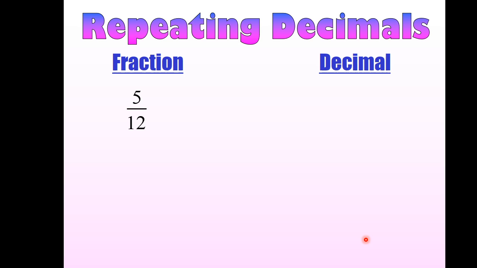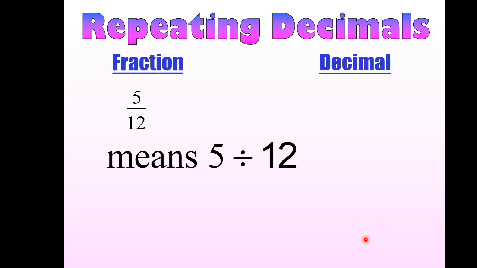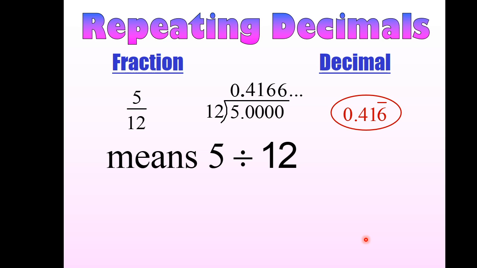So how about another example? 0.4166. Again, 6 is the only repeating one, so you only need to put a bar on top of the 6. And that ends our lesson for today.